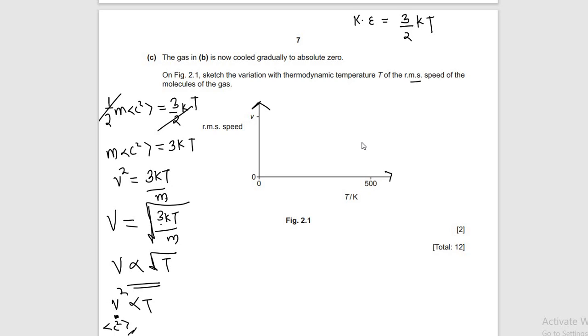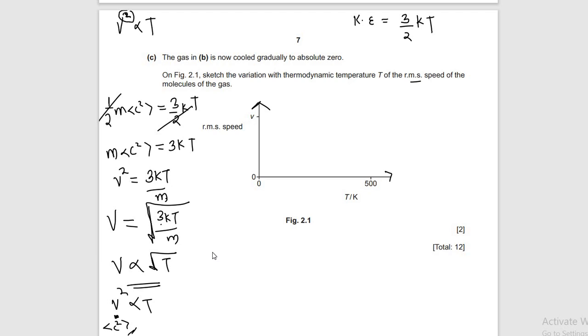And they said the gas is now cooled gradually to absolute zero. So now the gas is now cooled gradually. Now the graph will look like this, it's going to give us a parabolic nature. Why? It's because of the power on the speed. It's a parabola, as in it's quadratic.